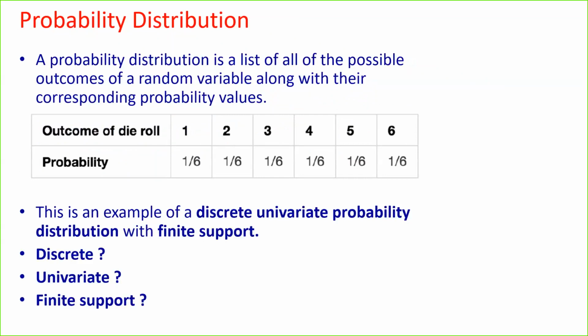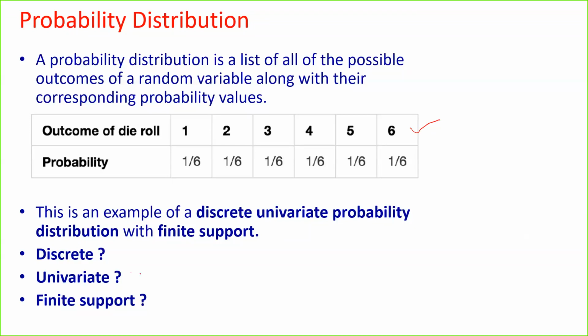The probability distribution is the list of all the possible outcomes of a random variable along with their corresponding probability values. If you take a fair die, the probability distribution of the different values is 1 by 6, 1 by 6, and so on, 1 by 6. This is an example of a discrete univariate probability distribution with a finite support. Try to understand each one of these terms. What do we mean by discrete? Why is it a discrete probability distribution? Because we have 6 outcome options. Yes, because the outcome is discrete.